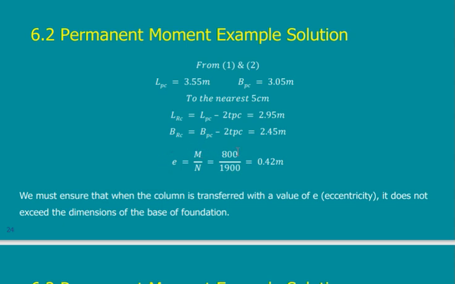So this is the moment. This is the value of the moment that is already existing. I need minus 800. If I have 800, then I need minus 800. So suppose this is minus 800. I divided by the normal force, I get an eccentricity 0.42. So it means if I shift the column 0.42 meter in an opposite direction to the moment, then the resultant will be zero moment.